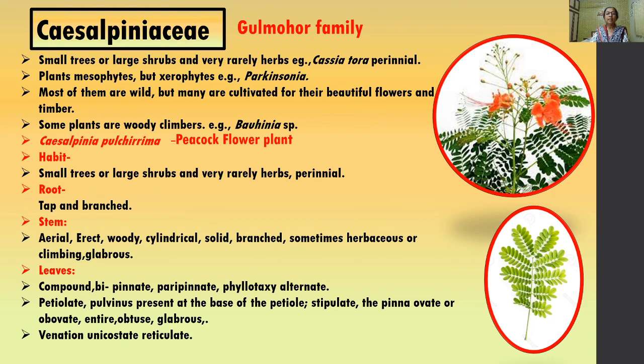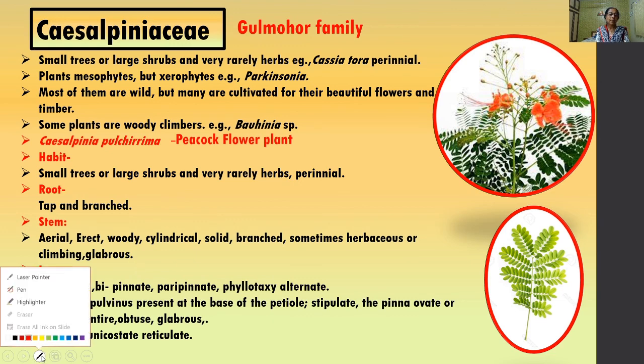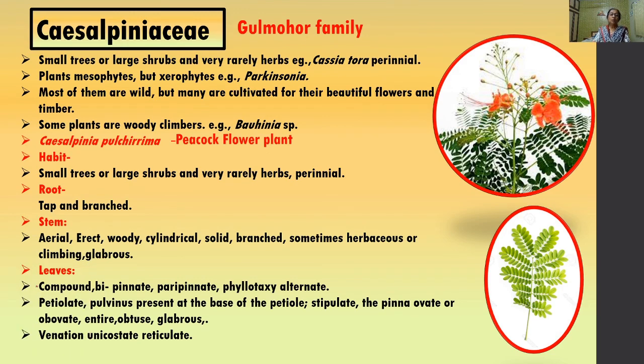Very rarely herbaceous plants are observed in the genus Caesalpinia. Most of them are large shrubs. Now, these plants are perennial in nature. When we have to describe the plant in technical language, first of all we will go for the vegetative parts of the plant body. In that, the first one is the root.